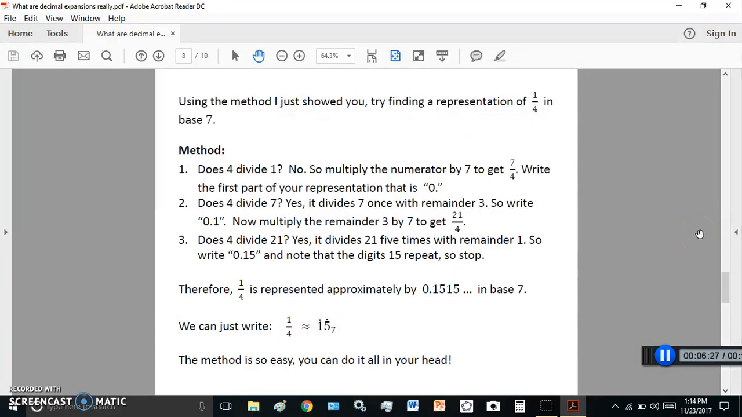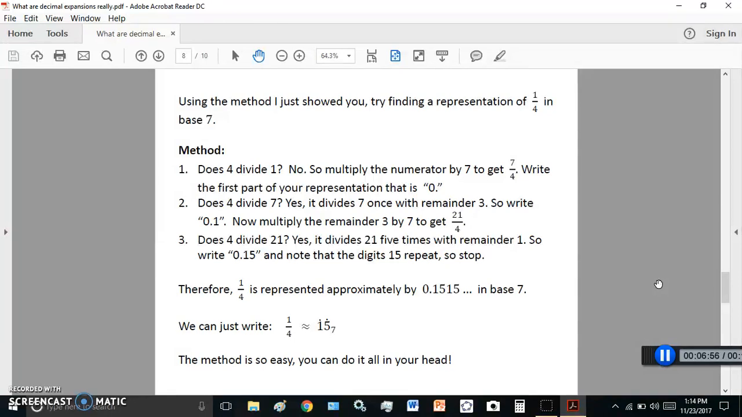So now, using the method I just showed you, try finding a representation of a quarter in base 7. Well, you can say, does 4 divide 1? Nope. So multiply the numerator by 7 to get 7 quarters. Write the first part of your representation as 0 point and wait. Then, does 4 divide 7? Yes, it divides 7 once with the remainder 3. So write 0.1. Then multiply the remainder of 3 by 7 to get 21 over 4.